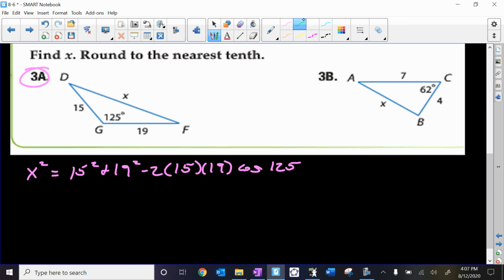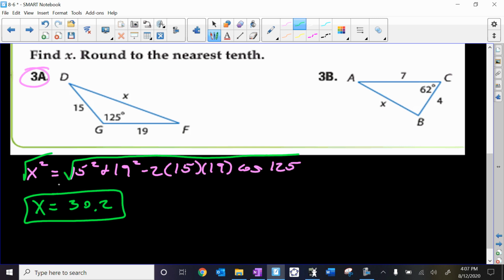To solve again, we are going to take the square root on both sides, and when we take the square root on both sides, plug it into our calculator, it's going to come out to approximately 30.2 in your calculator.